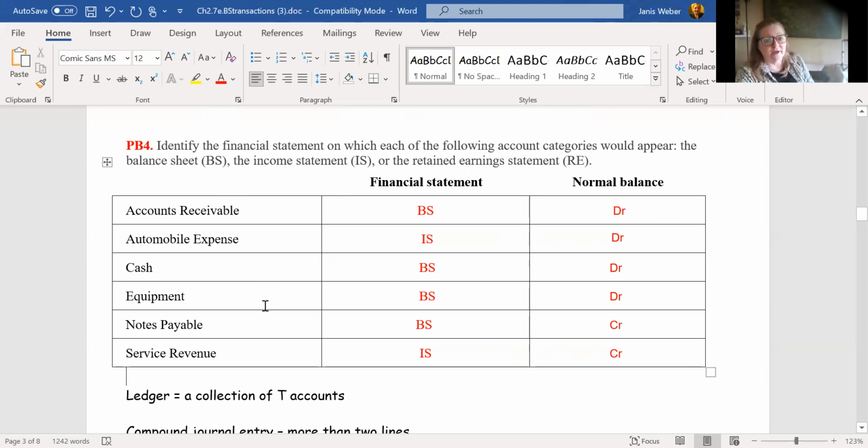The other two are credit balance accounts, because the first one, note payable, goes on the balance sheet. It's a liability. And then the last one, service revenue, is an equity account. Well, it's a revenue account that affects equity. Let's put it that way. So credit balance, it increases equity.